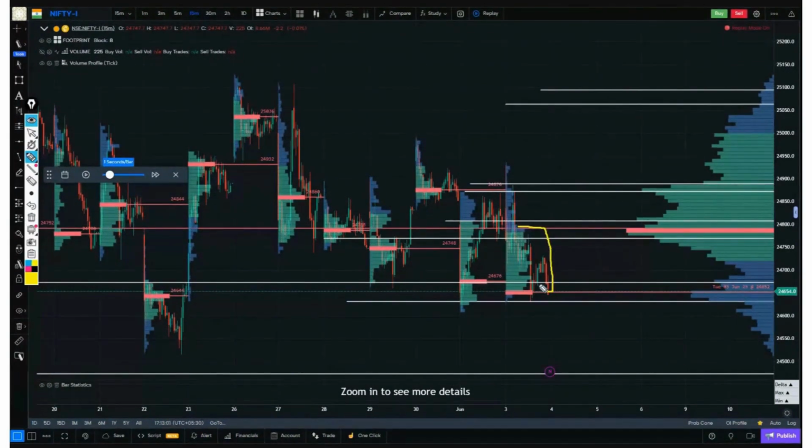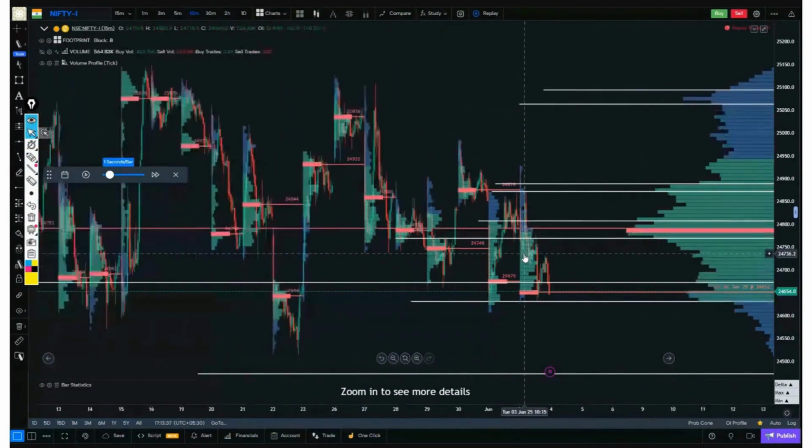Now, whenever the volume node is quite large, we divide that volume node into two parts, as per volume profile theory. The lower part of the volume node, we call that value area low, and the upper part, we call that value area high. In the same way, we marked the value area low and then the value area high. This completes the confirmation of yesterday's volume profile.